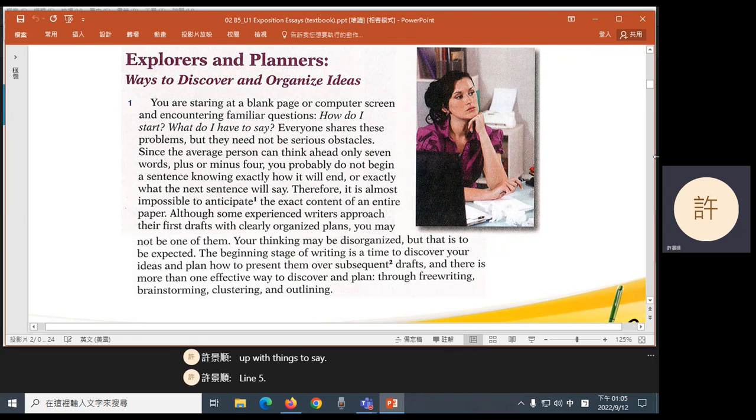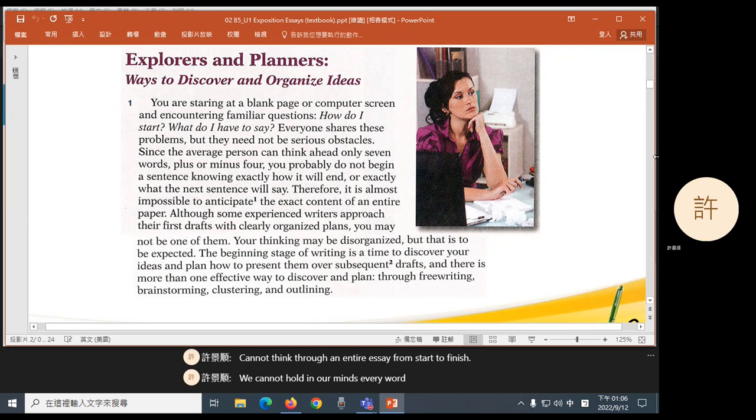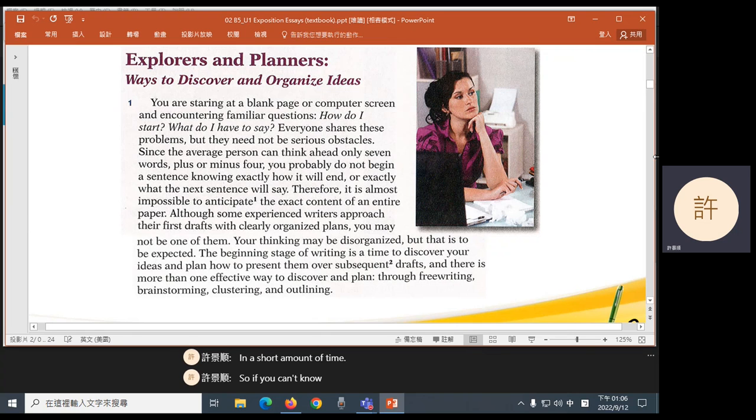Line 5. Since the average person can think ahead only 7 words plus or minus 4, you probably do not begin a sentence knowing exactly how it will end or exactly what the next sentence will say. Therefore, it is almost impossible to anticipate the exact content of an entire paper. So these two sentences are continuing to tell you why everybody has this kind of problem. And it is because we, as human beings, cannot think through an entire essay from start to finish. We cannot hold in our minds every word of that essay in a short amount of time. So if you can't know exactly what you're going to write, you have to do some preparation.